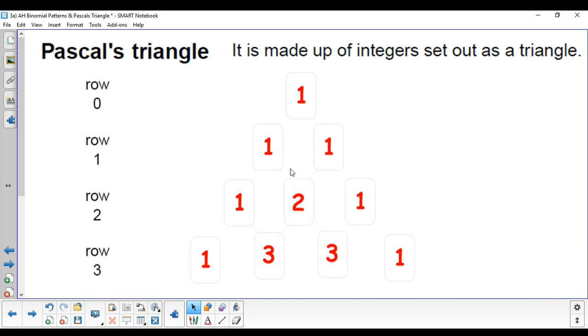Do you notice anything? What does 1 and 1 make? 2. What does 1 and 2 make? 3. What does 2 and 1 make? 3. So actually, Pascal's triangle is a really, really fast way of finding what each binomial coefficient is by just following this pattern. Every first part will be 1, every last part will be 1, but then to find the middlemen, if you like, we need to consider adding the 2 terms above it.